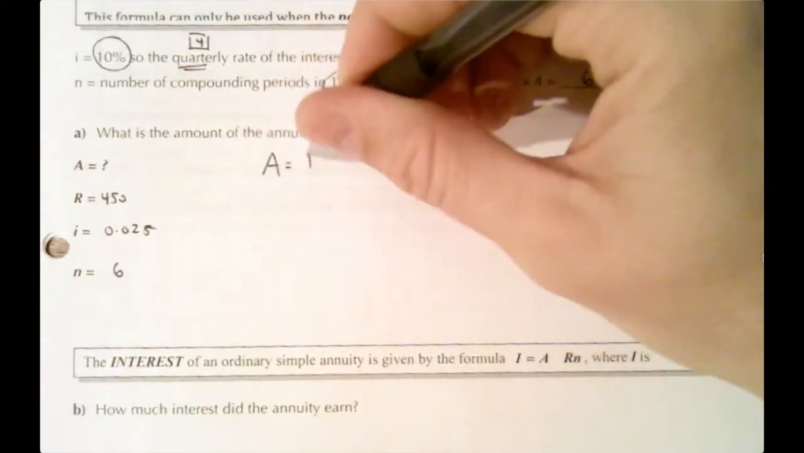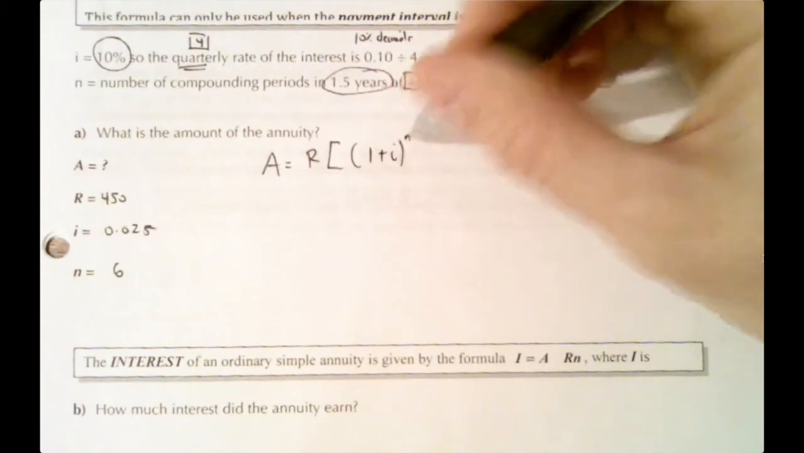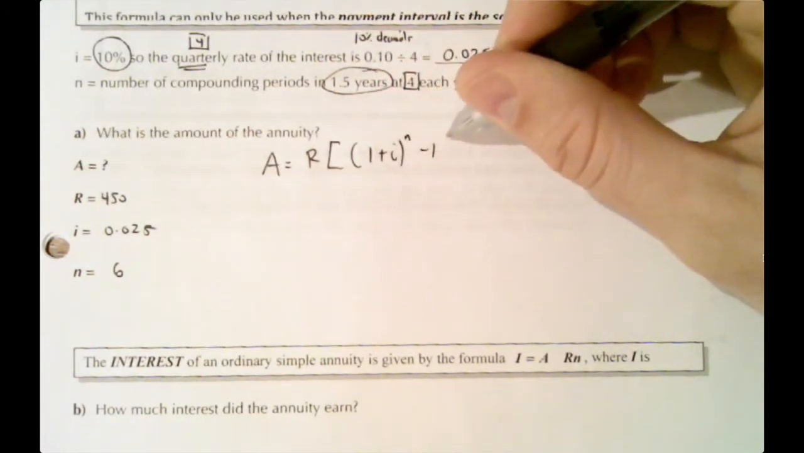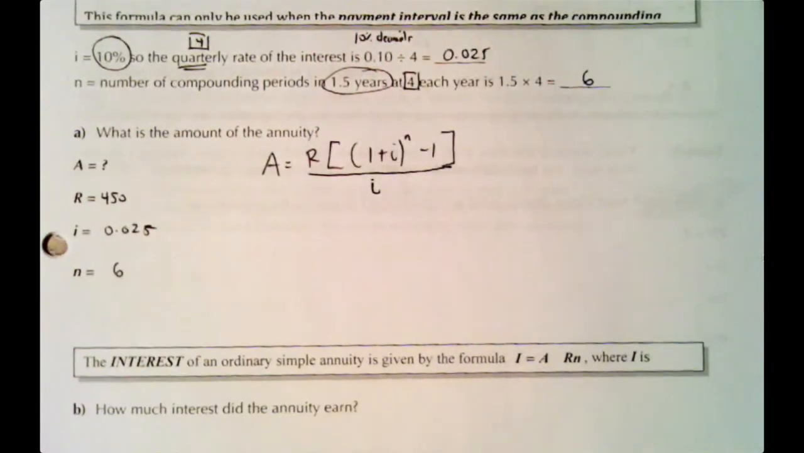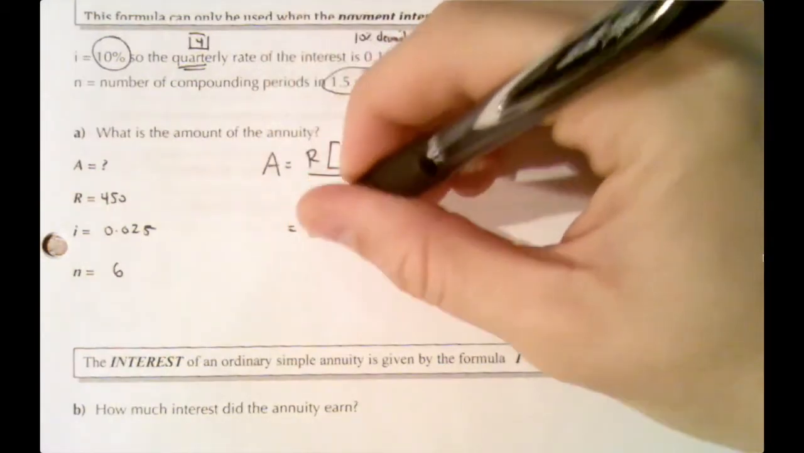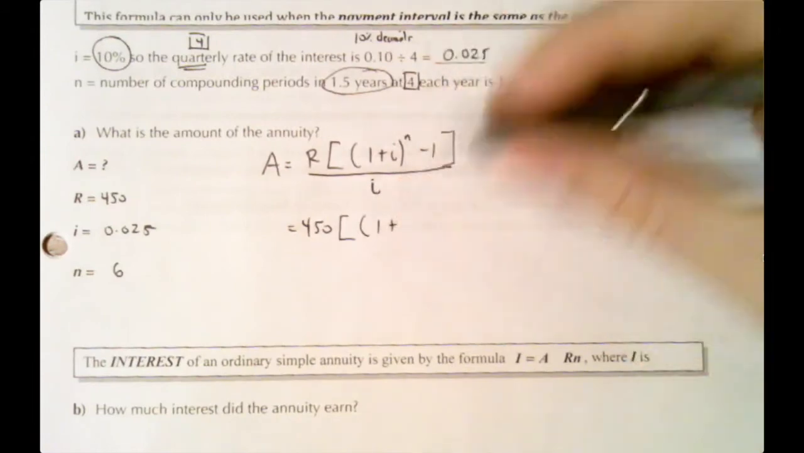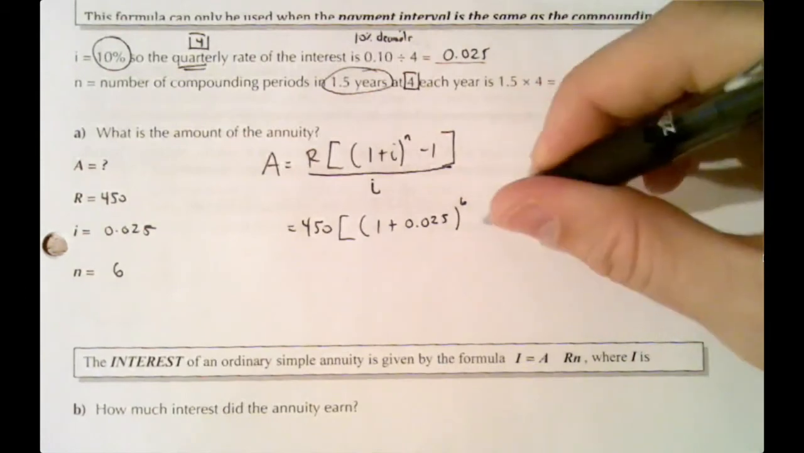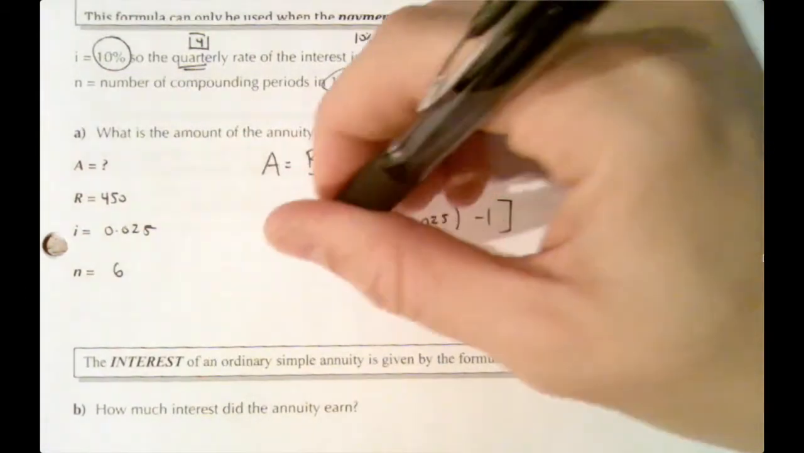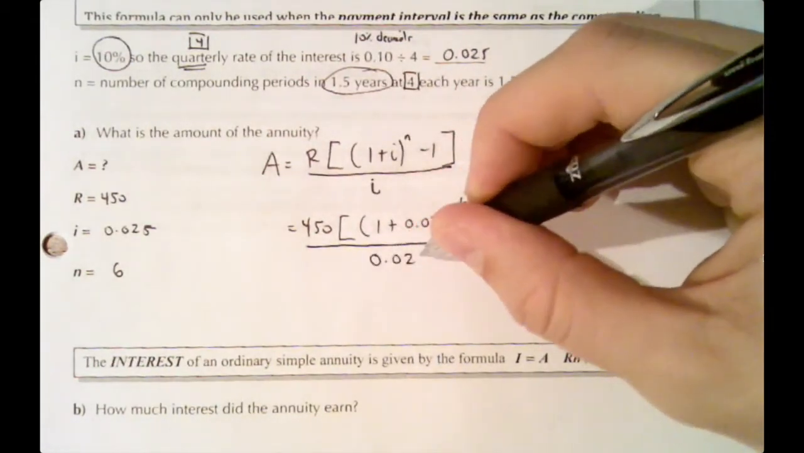So let's use the equation. A equals R, square bracket, round bracket, 1 plus I to the exponent n, minus 1, close bracket, all divided by I. Now, let's fill in our numbers. R is 450, square bracket, 1 plus 0.025, to the exponent 6, minus 1, square bracket, divided by 0.025.